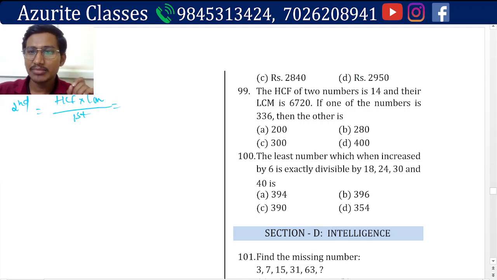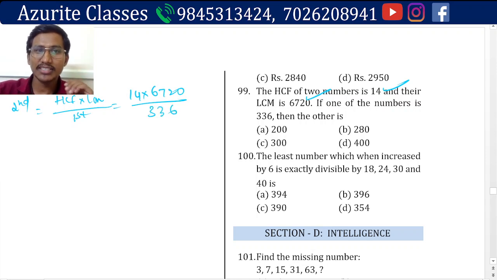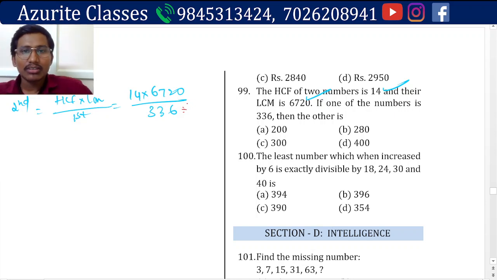So HCF and LCM is 14 and their LCM, 6720 divided by the first number is how much? That is 336. So let us divide it now. So 336 will come in which table? 4 table. Or can we, yes, 12 2s are 24, 9. Yes, 12 also we can divide. So we'll divide with 12 first.